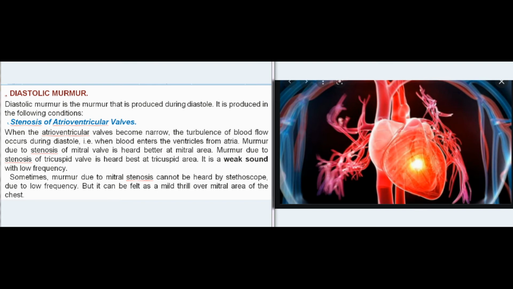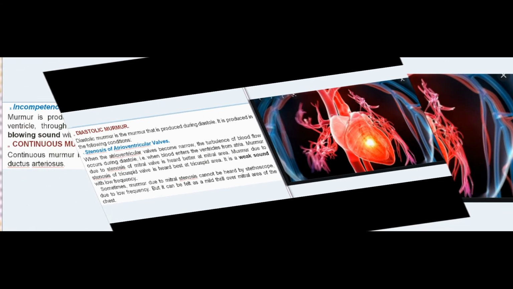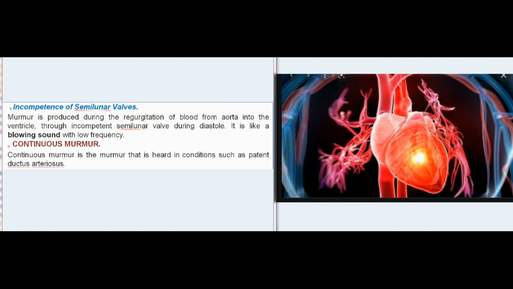It is a weak sound with low frequency. Sometimes, murmur due to mitral stenosis cannot be heard by stethoscope, due to low frequency. But it can be felt as a mild thrill over mitral area of the chest. Incompetence of semilunar valves. Murmur is produced during the regurgitation of blood from aorta into the ventricle, through incompetent semilunar valve during diastole. It is like a blowing sound with low frequency.